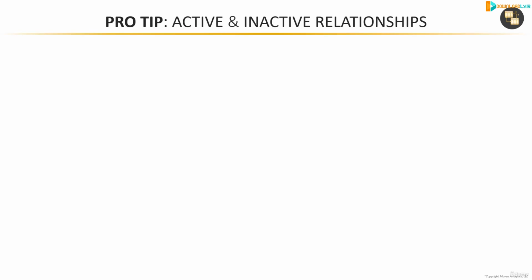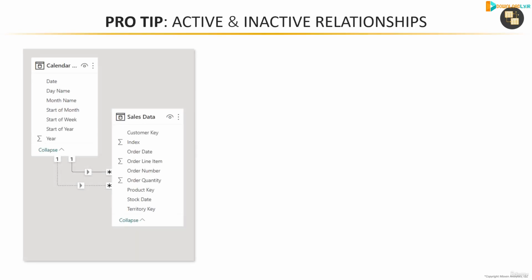All right, quick pro tip coming at you. We're going to talk about the difference between active and inactive relationships. So here's our example here. This should look and feel pretty familiar. We've got two tables from our model, the calendar table and the sales data table.